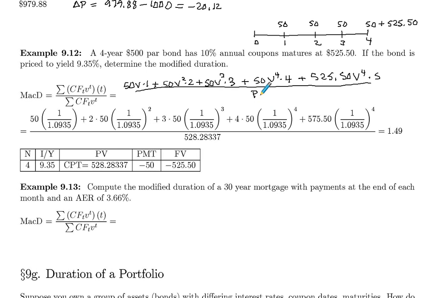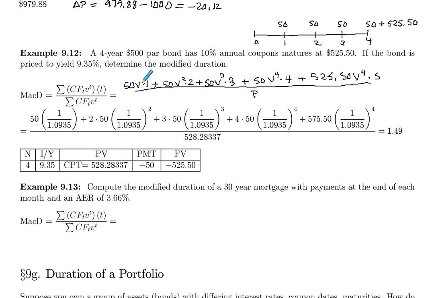Present value of those cash flows is the price of the bond. Okay, well, let's figure this denominator first. I actually did that down here with the TVM keys. So n was equal to 4, our effective rate's 9.35, our coupon payments are 50, and then our redemption value 525.50, and then I computed the PV. So I priced this thing out at 528.28. So that's our price here, and that's down here.